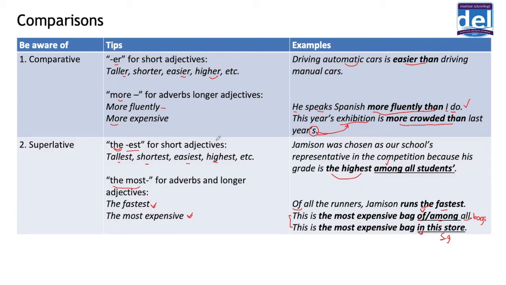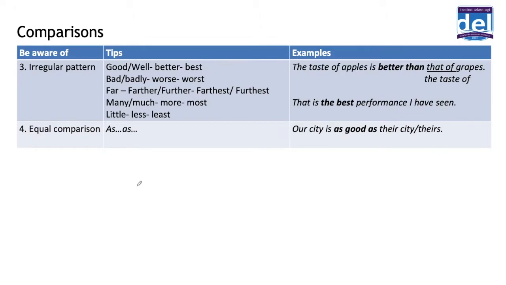Okay everyone, in here we can see regular patterns, right? However, you also must be aware of irregular patterns of comparisons. For example, good. We use good, better, best. You don't say good, gooder, goodest. No, there is no such word, okay? And for bad or badly, we have bad, worse, worst.